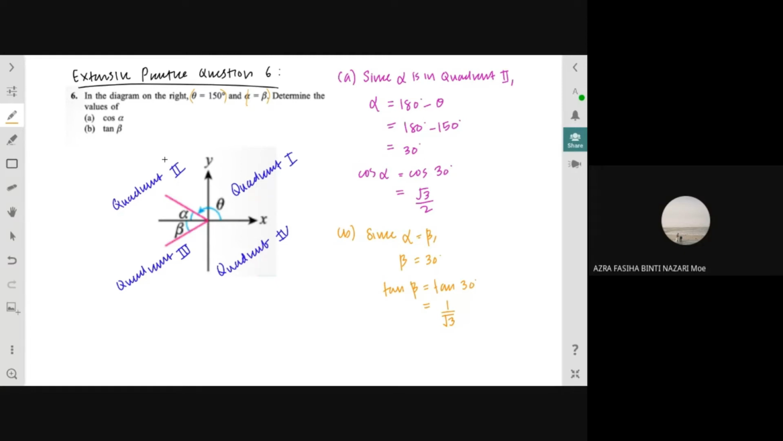Question 6a requires us to find the value of cos alpha. We know that alpha is 30 degrees, so cos alpha is equal to cos 30 degrees, which is square root of 3 over 2. For question B, since alpha is equal to beta, beta is also 30 degrees. So tan beta is equal to tan 30 degrees, and the answer is 1 over square root of 3.